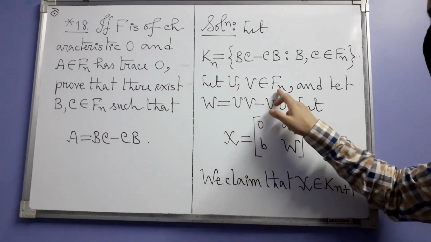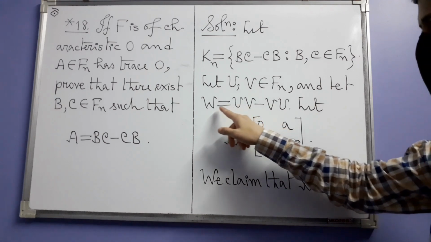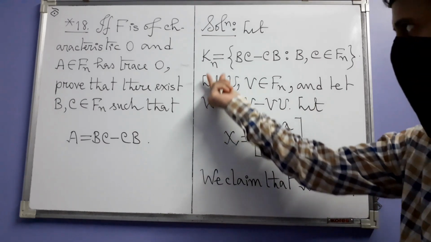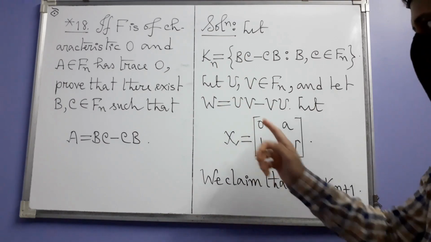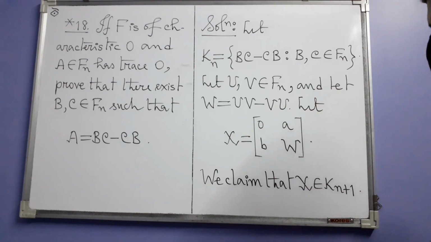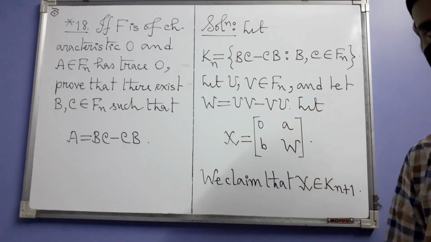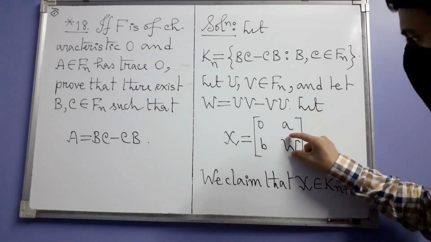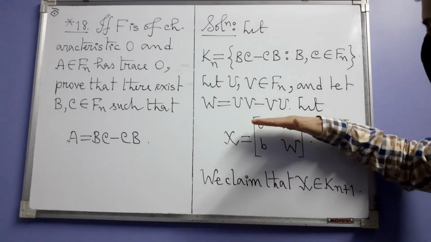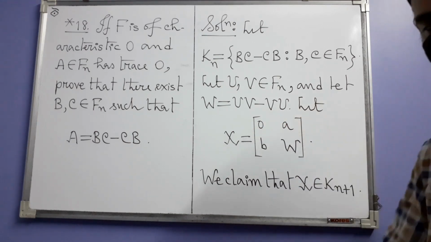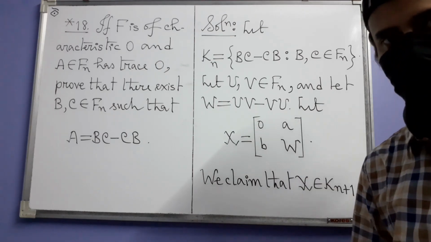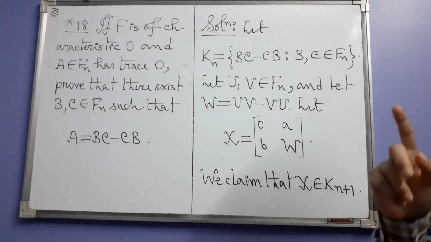Now let u and v be two elements in Fn and let us consider the matrix W which is uv minus vu. This means that W is in Kn, and then using W we are going to define another matrix X like this. So what you see here are blocks in the matrix X. One block is W. This is a single field element which of course is 0, and this A is a row and B is a column.